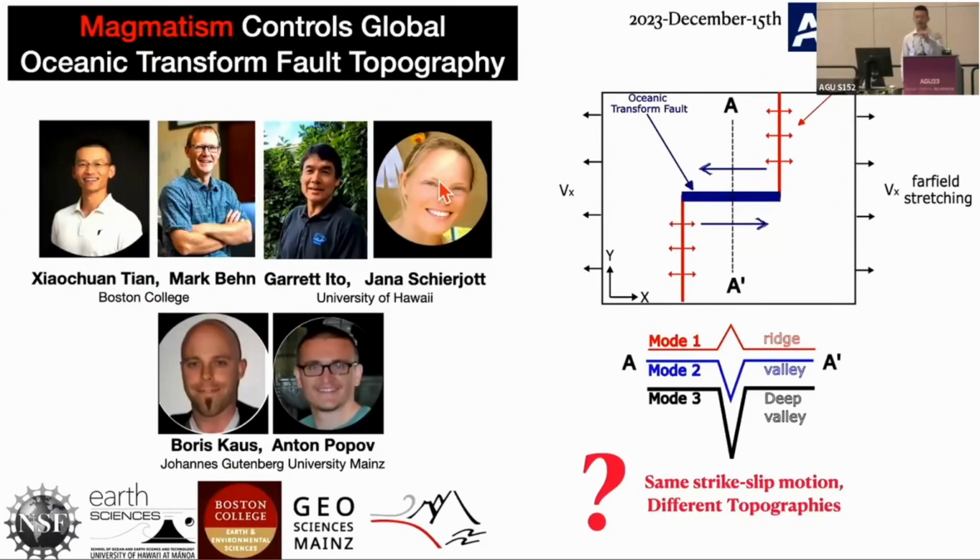Oceanic transform faults are described in the textbook as conservative strike-slip plate boundaries. They were first discovered in the 60s. Six decades have passed, and we still don't have a very clear understanding of why the transform fault topography varies across the globe, from a ridge to a valley to a deep valley. Today, I would like to present our exciting new findings that may have some interesting implications for plate tectonics.